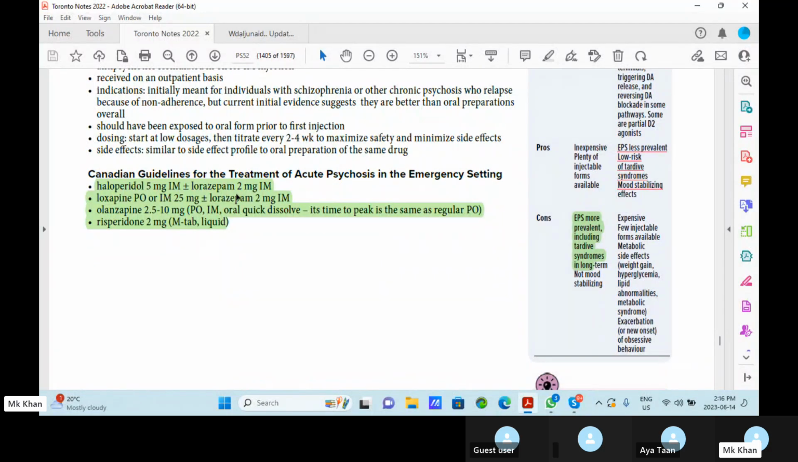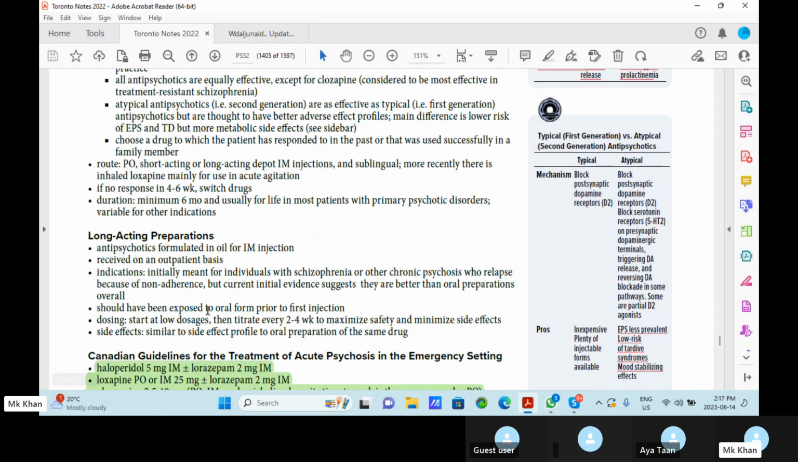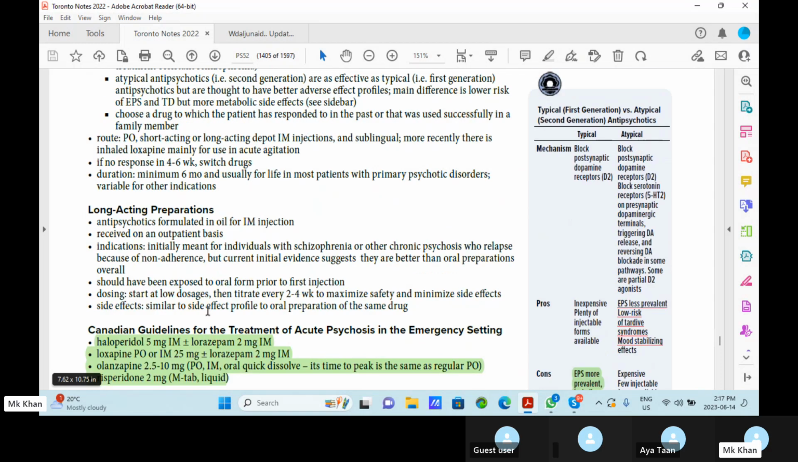So haloperidol is the drug of choice, plus minus lorazepam, and then loxapine, lorazepam, olanzapine oral quick dissolve. Its time to peak is the same as regular PO, and then risperidone. It is present, like these are the forms. So these are basically the medications for the acute settings.